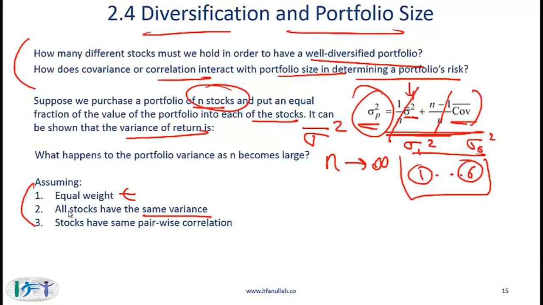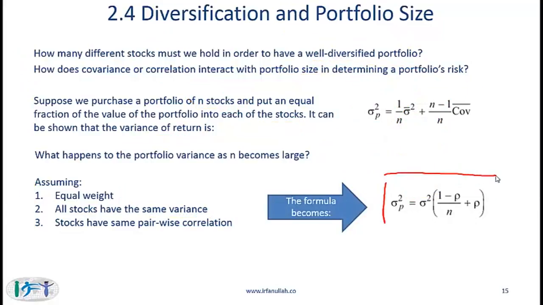If we make these three simplifying assumptions, then we get a simpler expression. This is the new expression for the variance of the portfolio. And I'll emphasize that this is the expression that you need to memorize. The derivation is given in the curriculum, but you don't need to know that. I'll just help you basically understand the intuition behind this.